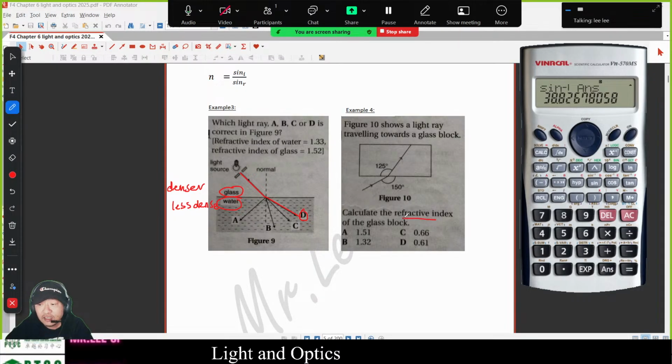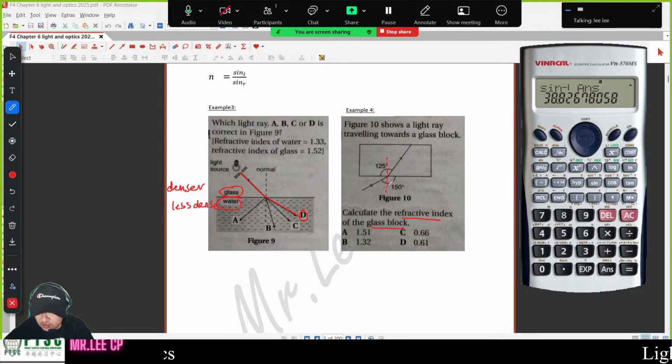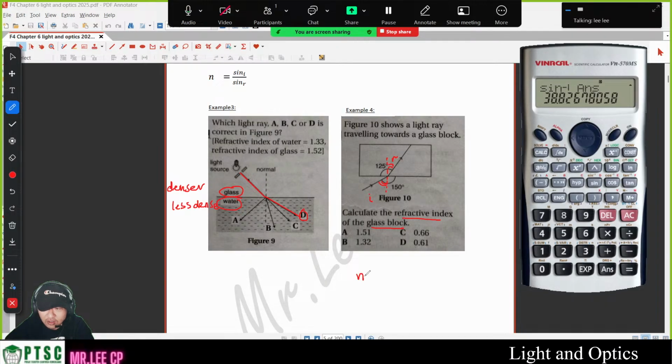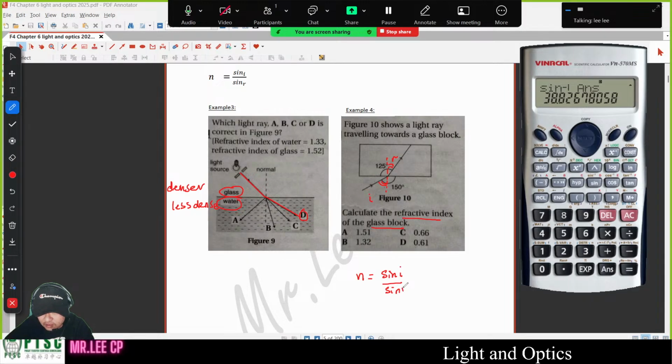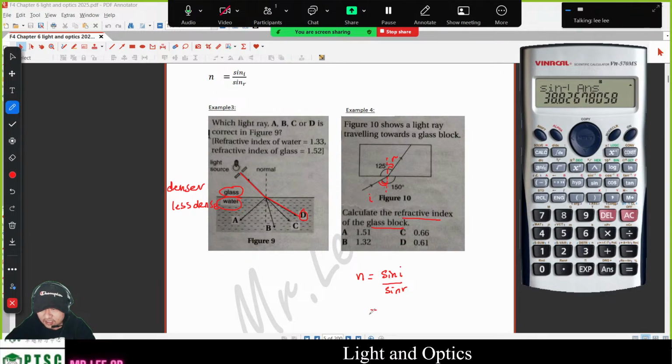And then calculate the refractive index of the glass block. So what you need to do is, first of all, draw the normal line. This one is your incident angle, this one is your refracted angle. So n is equal to sine i over sine r. I haven't taught you this. n is equal to sine i over sine r. Snell's law also.